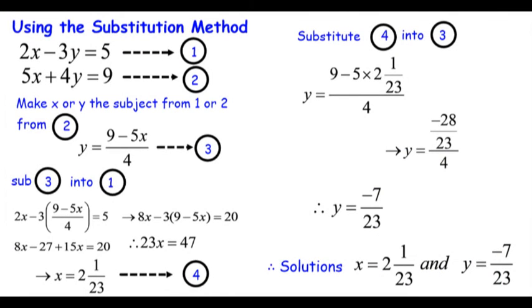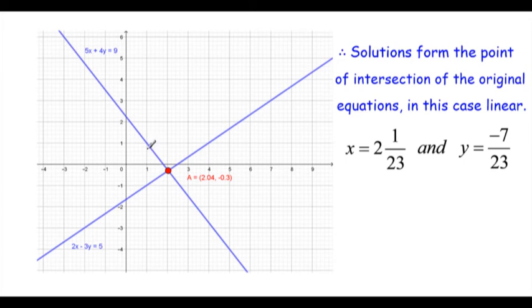Okay, so let's have a quick look at the graphical solution here. You can see we've got two linear equations as before, 5x plus 4y equals 9, and 2x minus 3y equals 5. The point of intersection A has x at 2.04, which is 2 and 1 on 23, and y a little bit below the x-axis is minus 7 on 23, which is about minus 0.3. So the idea is to try and find where the two graphs have a point in common, or the idea of solving simultaneously.